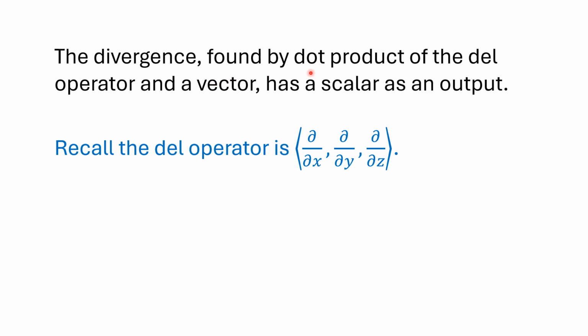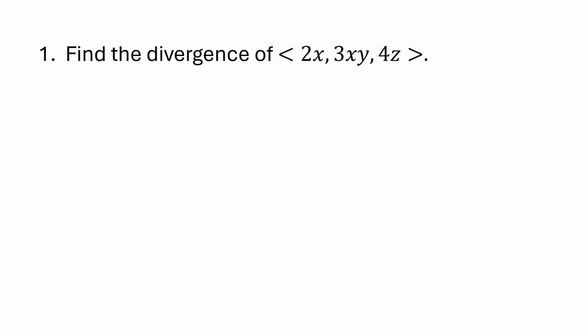The divergence is a dot product of the del operator and the vector, and has a scalar as an output. Now, technically, the del operator is not a vector, but I'm going to put it in vector notation because it operates like a vector. It's the partial with respect to x times the unit vector in the x direction, which is implied by putting the partial in the first position. The partial with respect to y times the unit vector in the y direction. The partial with respect to z, the unit vector in the z direction. And I just find bracket notation a lot more convenient.